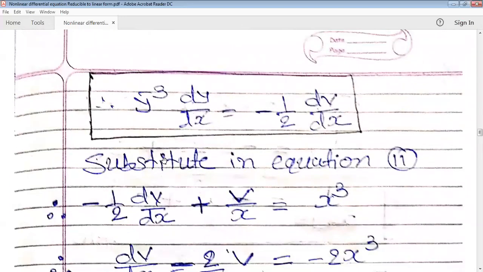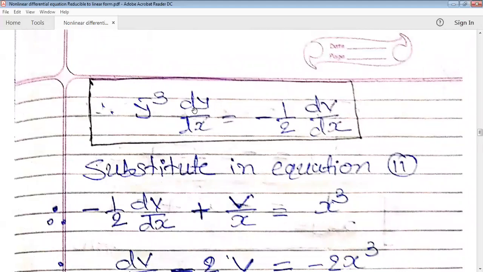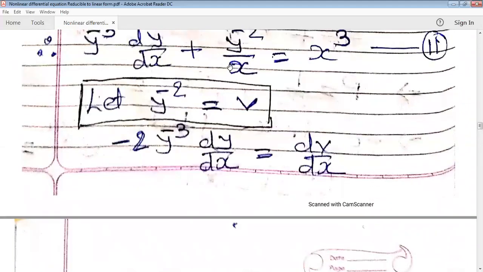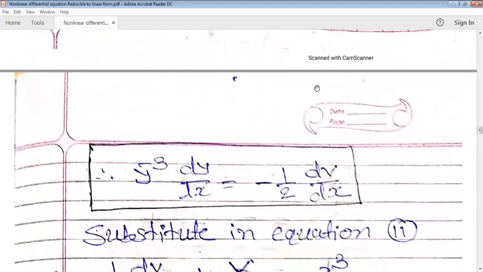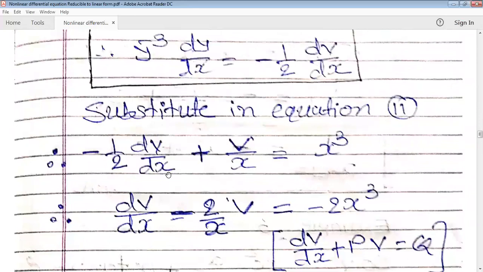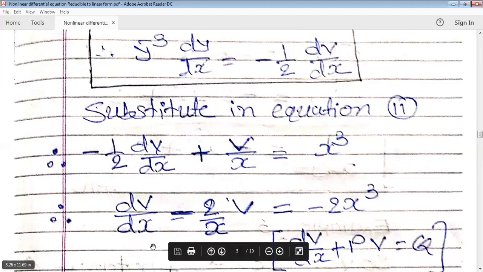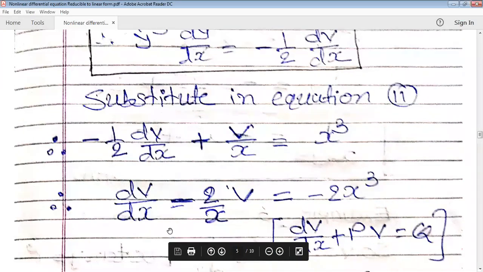Right. Now substitute the value of this bracket into equation 2. We get minus 1 half dv by dx plus v by x is equal to x cube. So by multiplying minus 2 by the whole equation, we get dv by dx minus 2 by x, v is equal to minus 2x cube.